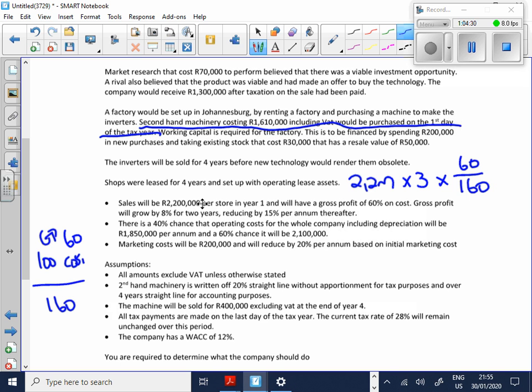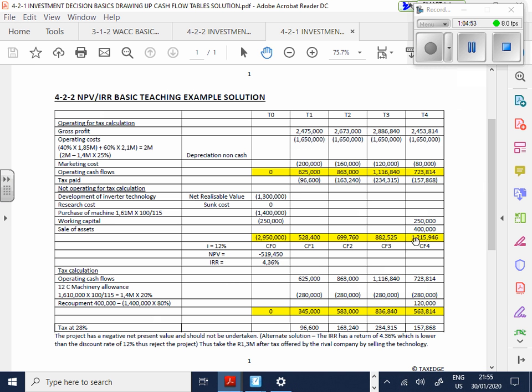I've got the one thing I didn't do, guys, a little bit earlier. It says it was going to get sold. Oh, no, it's maybe still down. It says all amounts exclude VAT. Second-hand machinery written off 20%, straight line. The machinery will be sold for 400 ex VAT at the end of year 4. So what have I got to do with the 400,000? I've got to put 400,000 as a cash flow in. Where? In my operating, in my tax section or in my not tax section? Your not tax section.